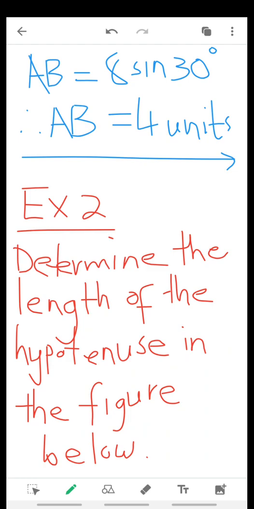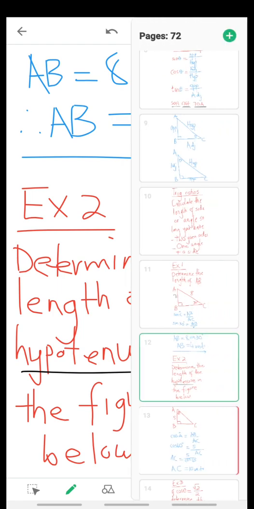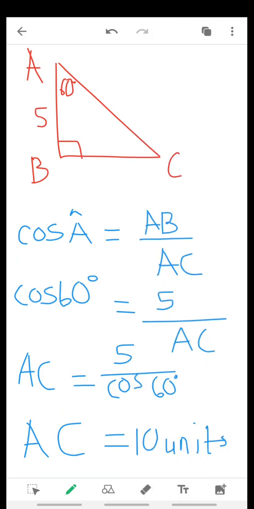Now, let's go to example number 2. Take your time, do it. Check the solution. Determine the length of the hypotenuse. Underline the length of the hypotenuse in the figure below. Now let us go to the figure. This is the figure. What is given?